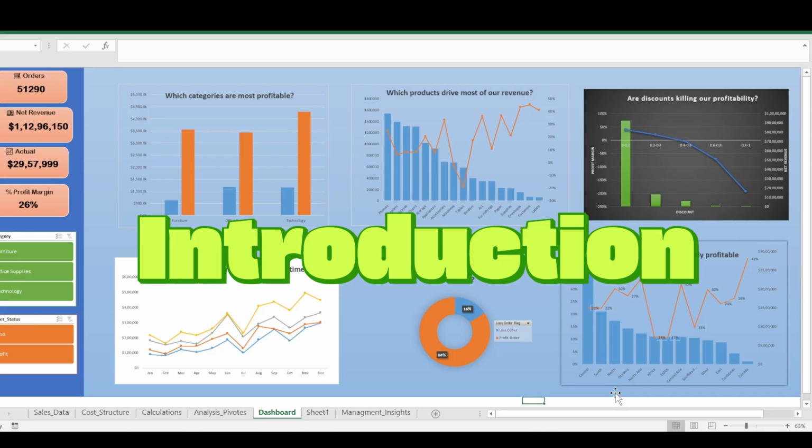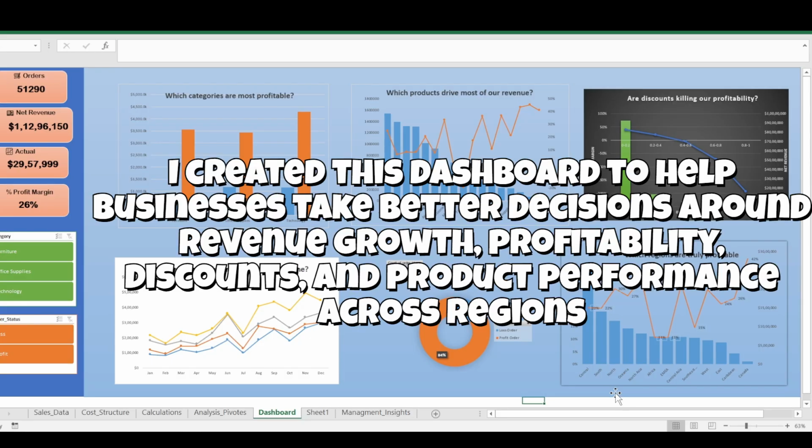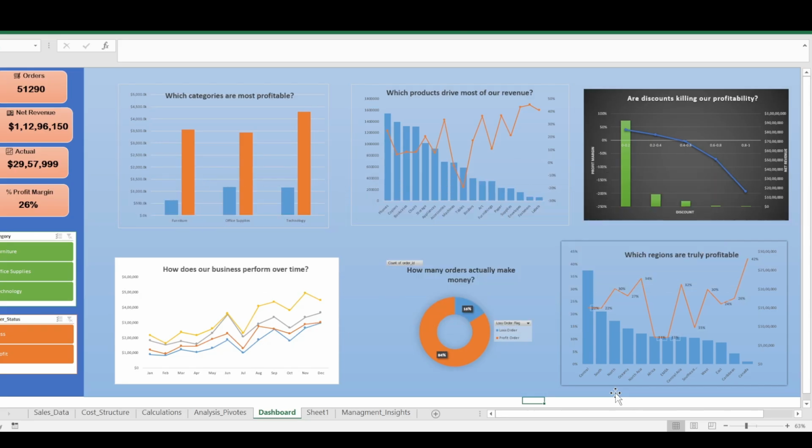So, introduction. I created this dashboard to help the business make better decisions around revenue growth, profitability, discount, and product performance across the regions. It depends on your dashboard. My dashboard includes discount, profitability, and other region categories. So I made this type of introduction.